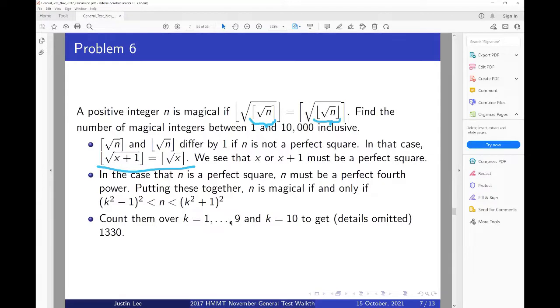Be careful of k equals 10 here, because when k equals 10, our upper bound is not 101 squared. Our upper bound is actually 100 squared. But in any case, the counting here is rather straightforward. You can sum them up and you'll get 1330.